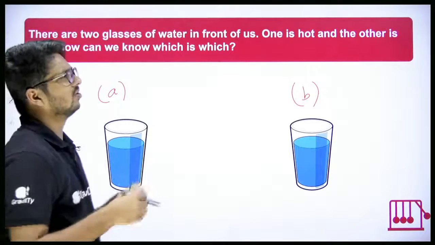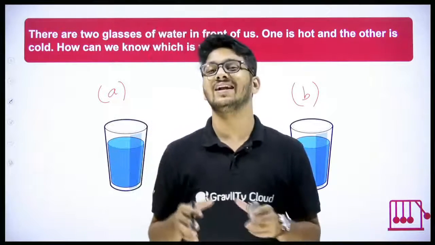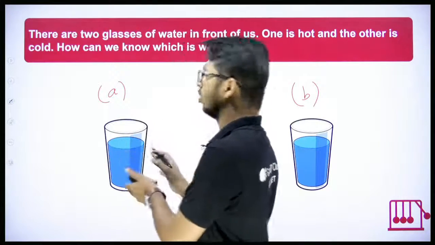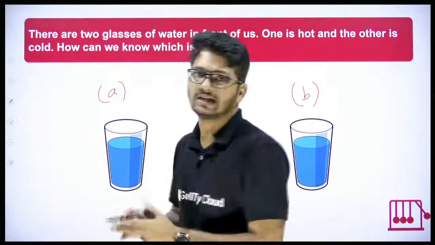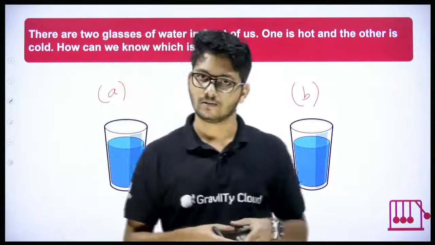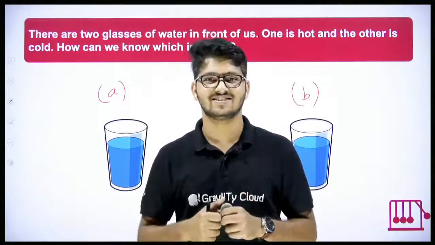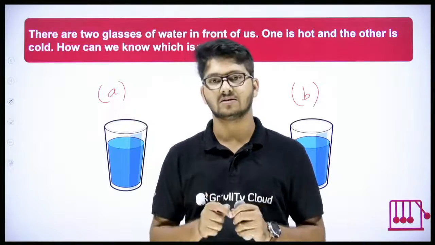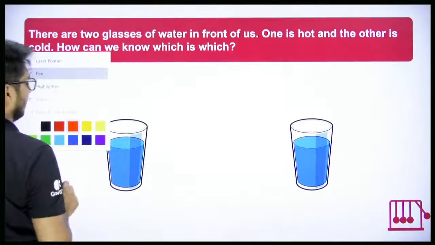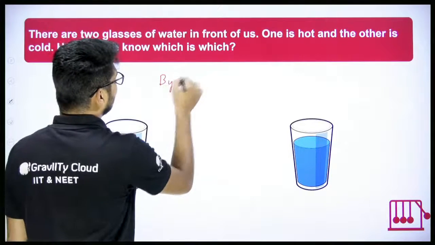Now let's say it is not very hot, it's not very cold. Then it's very simple, we can touch it. When you touch the hot glass, you will feel hot. But when you touch the cold glass, you will feel cold. So hot or cold, you can tell by touching the glasses. Touch can be a useful tool to understand whether a given object is hot or cold.